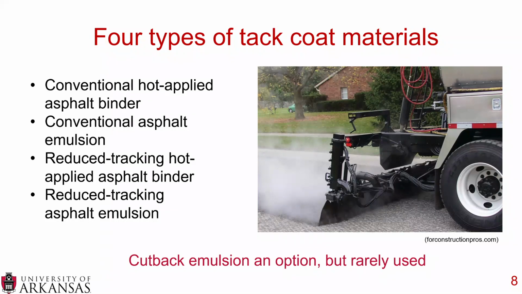Now you may hear cutback emulsions being used here and there, but they're really rarely used these days, and that's because if you notice, what all of these technologies are doing is they're reducing the viscosity of asphalt binder. You can heat the asphalt binder to reduce the viscosity. You can make an asphalt emulsion to reduce the viscosity, or you could add a diesel fuel or some sort of cutback to reduce the viscosity. But of course, then you'll have emissions associated with that cutback, and therefore they're not nearly as popular as they once were. So we're just going to focus on the hot applied and the asphalt emulsion, both conventional and reduced tracking.